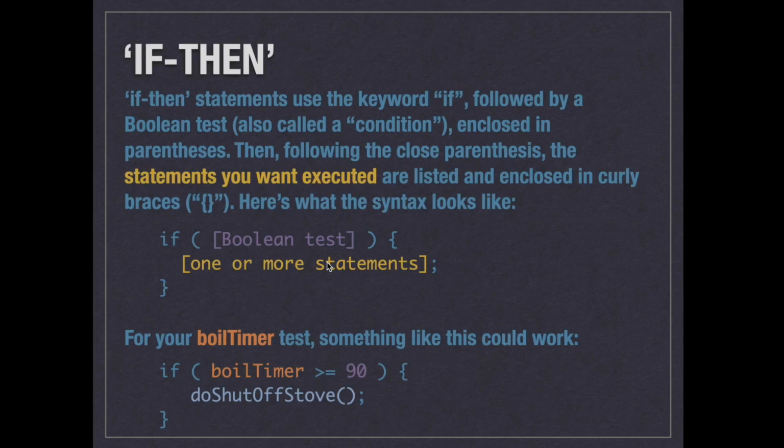So it could look something like this. This is a completely made up method, but I assume that if you actually have a programmed industrial process like this, you have methods that you call to turn certain things on and off. If you had a method like doShutOffStove, and you wanted to call it when the boil timer hit 90, you would write something like this: if boilTimer is greater than or equal to 90, open brace, doShutOffStove, which just calls this fictitious method, and then close brace.